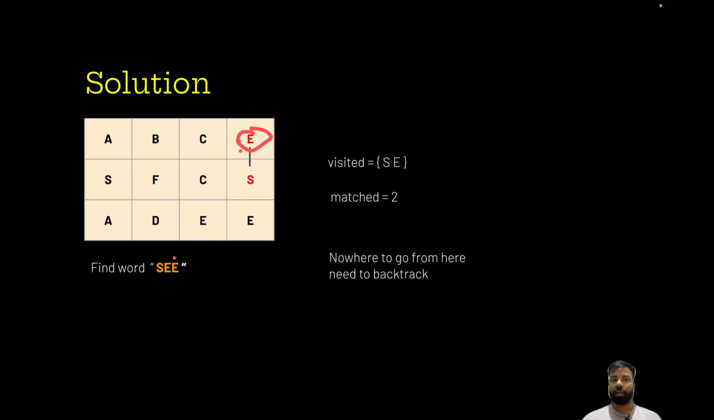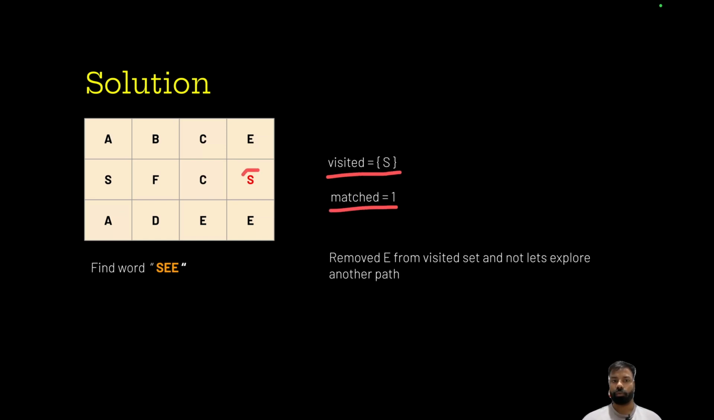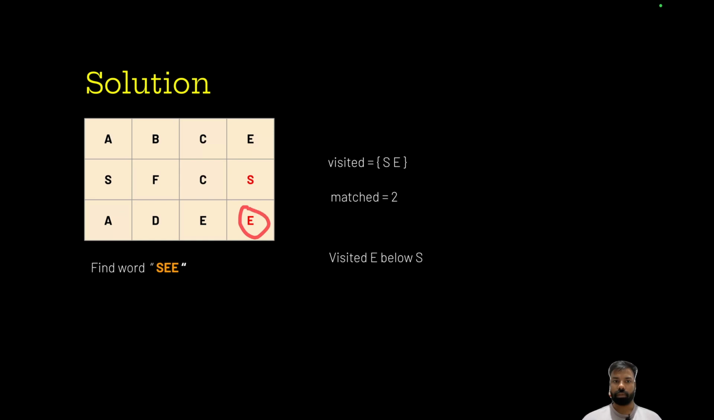We will backtrack, and since we are backtracking to our previous path, we will remove E from visited. E is marked as unvisited. So again, the visited is S only, and the matched is 1 instead of 2 because we have only matched one letter and we have only visited S. E is marked as unvisited because now we are exploring another path. Okay. So now in this other path, we have found this E. So now we have S and E in the visited, and since we have found two letters, we will update our match to 2.